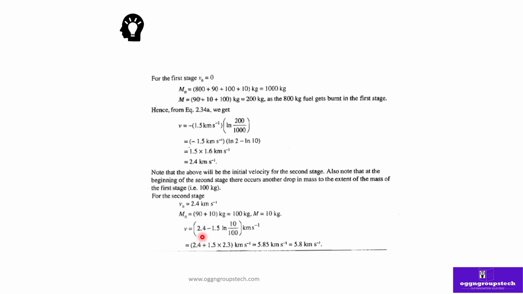So v is equal to 2.4 minus 1.5 ln of 10 by 100 kilometers per second. This is just a mathematical part. So 2.4 plus 1.5 into 2.3 kilometers per second. So it can be written as 5.85 kilometers per second, or it can be written as 5.8 kilometers per second. So you can write it like this, just with the decimals arranging and all.